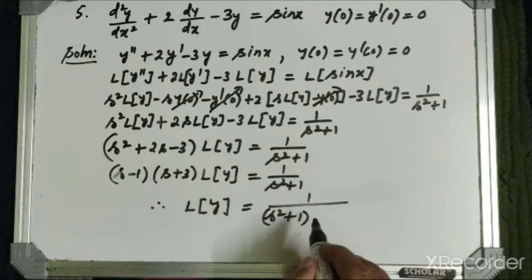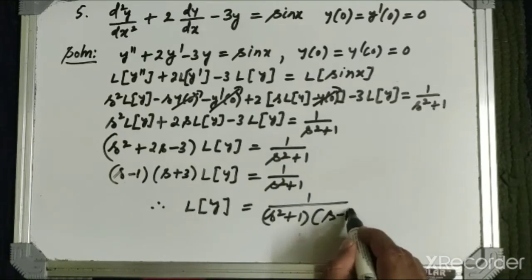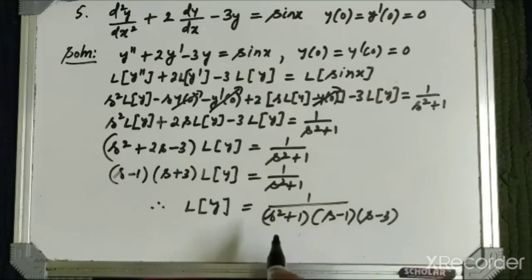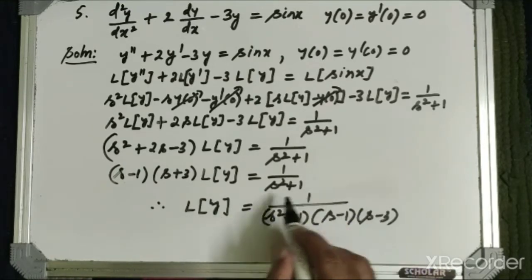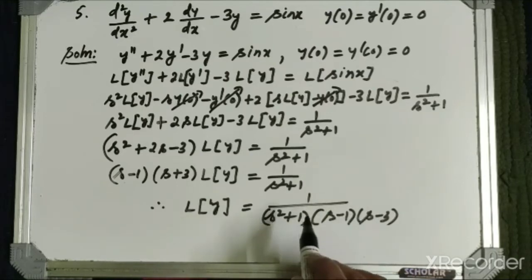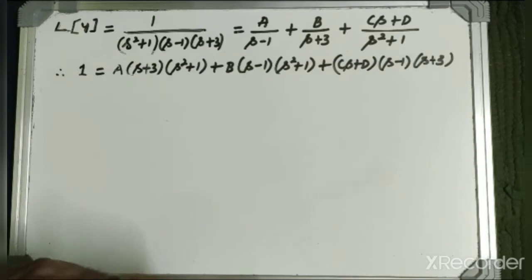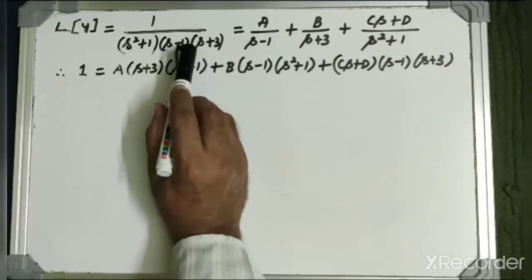Then bring these two factors to the right hand side, s minus 1 into s plus 3. So this is L of y. To find y, we need to find the inverse of this. To find the inverse, we have to resolve this into partial fractions, and then take the inverse of the right hand side. Therefore L of y is equal to 1 by s square plus 1, s minus 1, s plus 3.